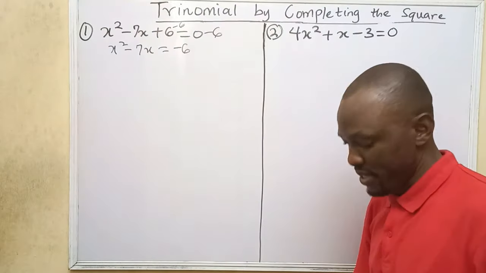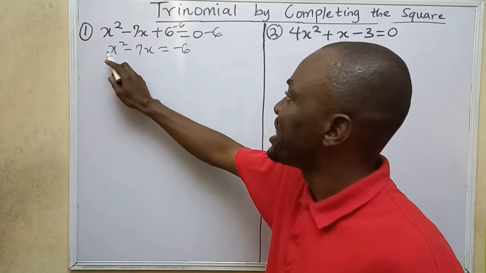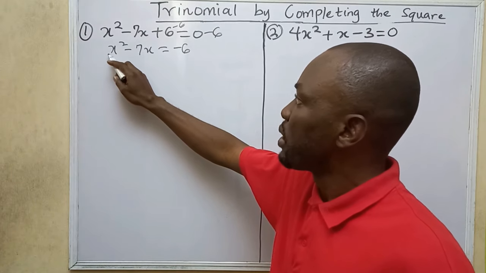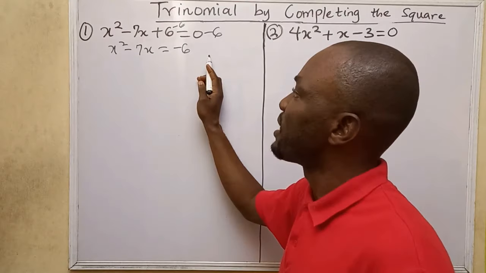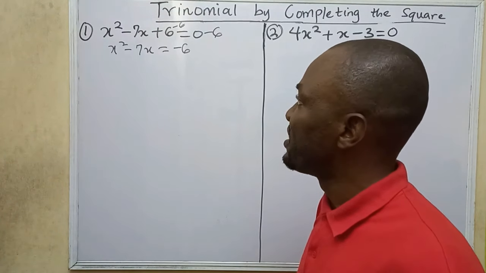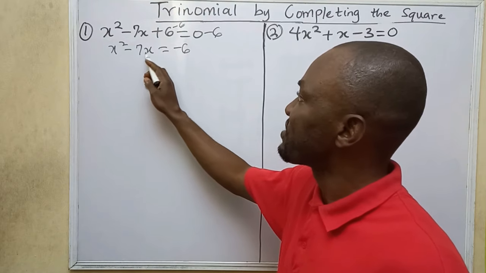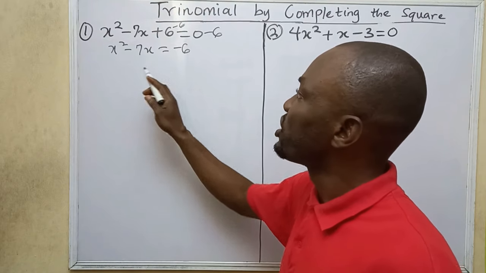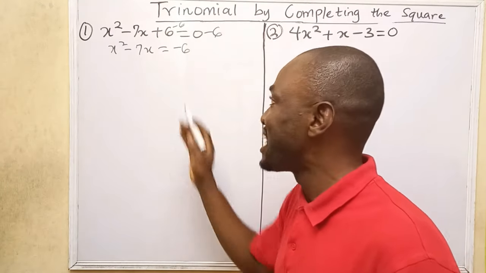That's the first step. Now, the second step: because the leading coefficient is 1, we don't have to divide through by 1, right? We'll skip that step and move to the next step. The next step is that we look at the middle coefficient, which is negative 7x. We are going to take half of the middle coefficient, square it, and add it to both sides.